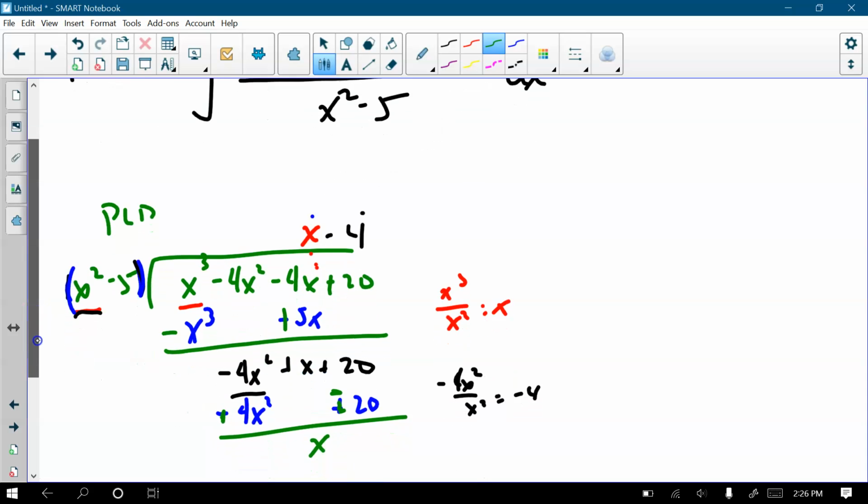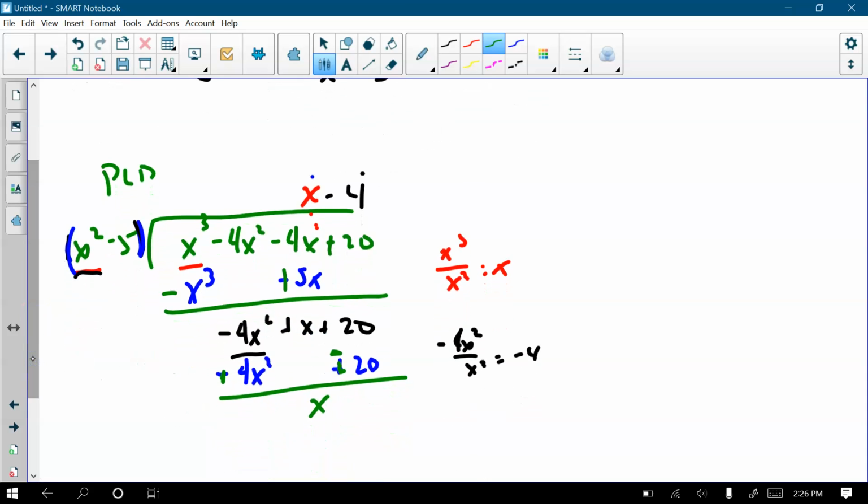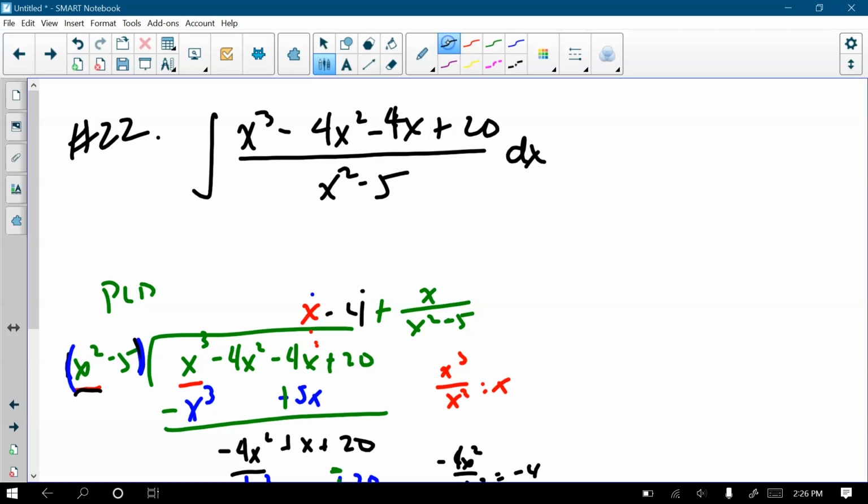So now let's rewrite our answer here. When I divide these two, I get x minus 4 plus x over x squared minus 5. So now let's rewrite our integral: the integral of x minus 4 plus x over x squared minus 5 dx. Okay, so now let's integrate what we know so far.